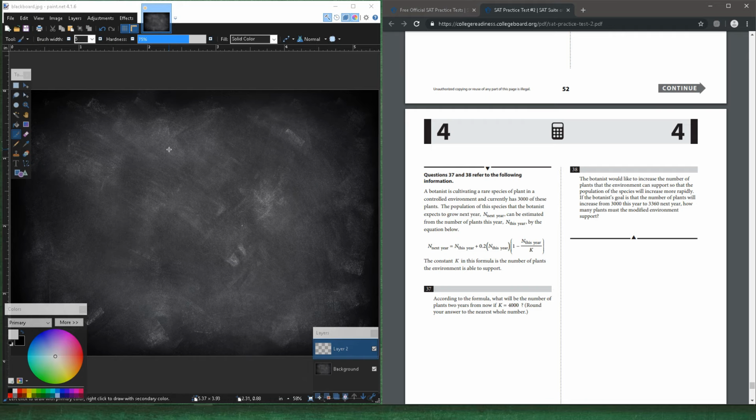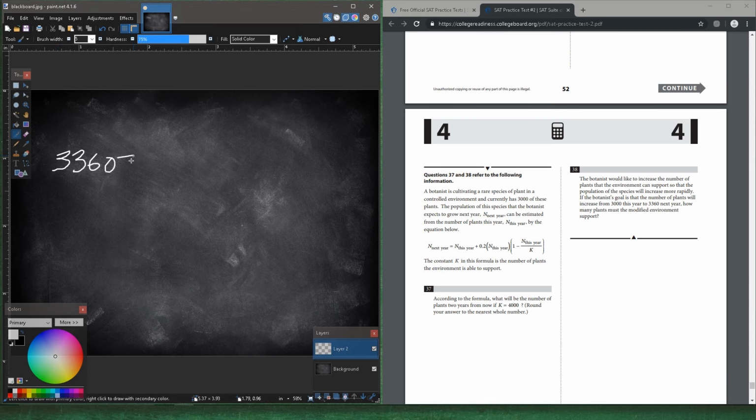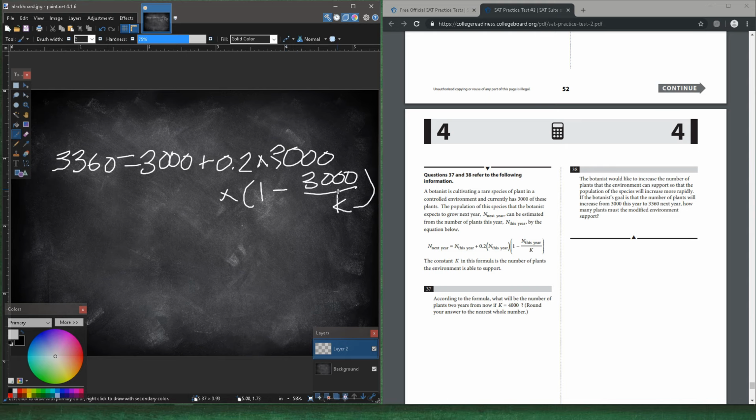Must the modified environment support? So you've got to think about it. You want 3,360 for next year, and for this year it is 3,000 plus 0.2 times 3,000, times this, also multiplied by 1 minus this year, which is 3,000, divided by k.